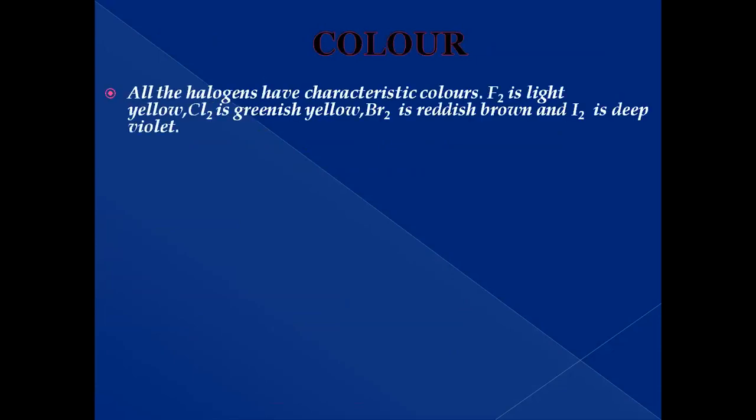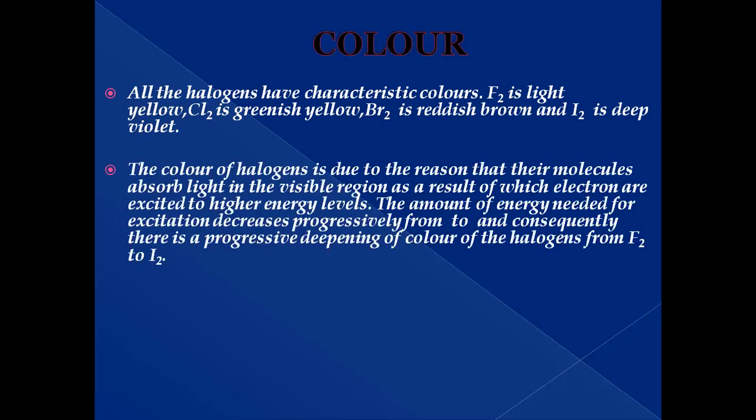Coming to the next, talking about the halogens. All the halogens are colored. Fluorine is light yellow, chlorine is greenish yellow, bromine is reddish brown, and iodine is deep violet. So why are they colored? Now obviously any system, whenever it is colored, is because of the excitation of electrons. So over here also the same thing happens.